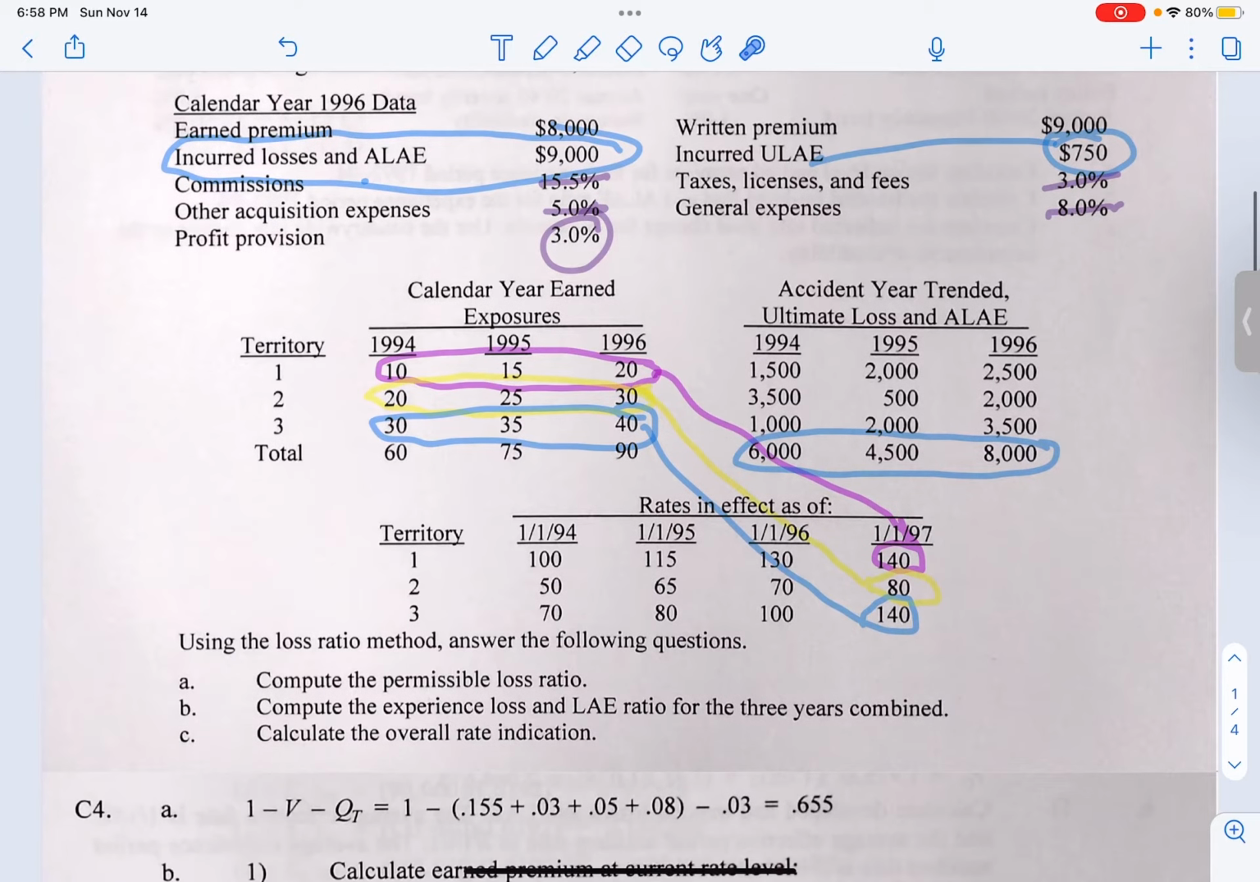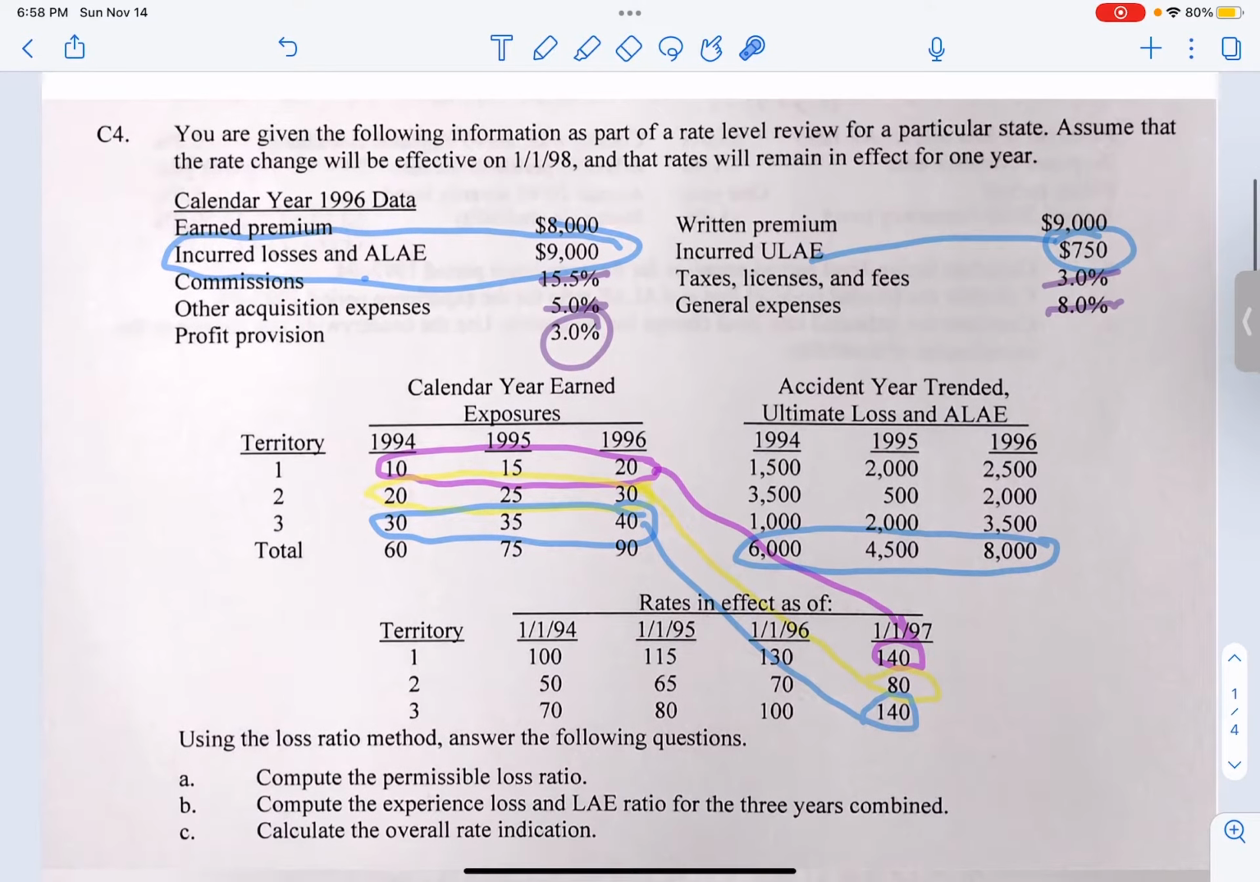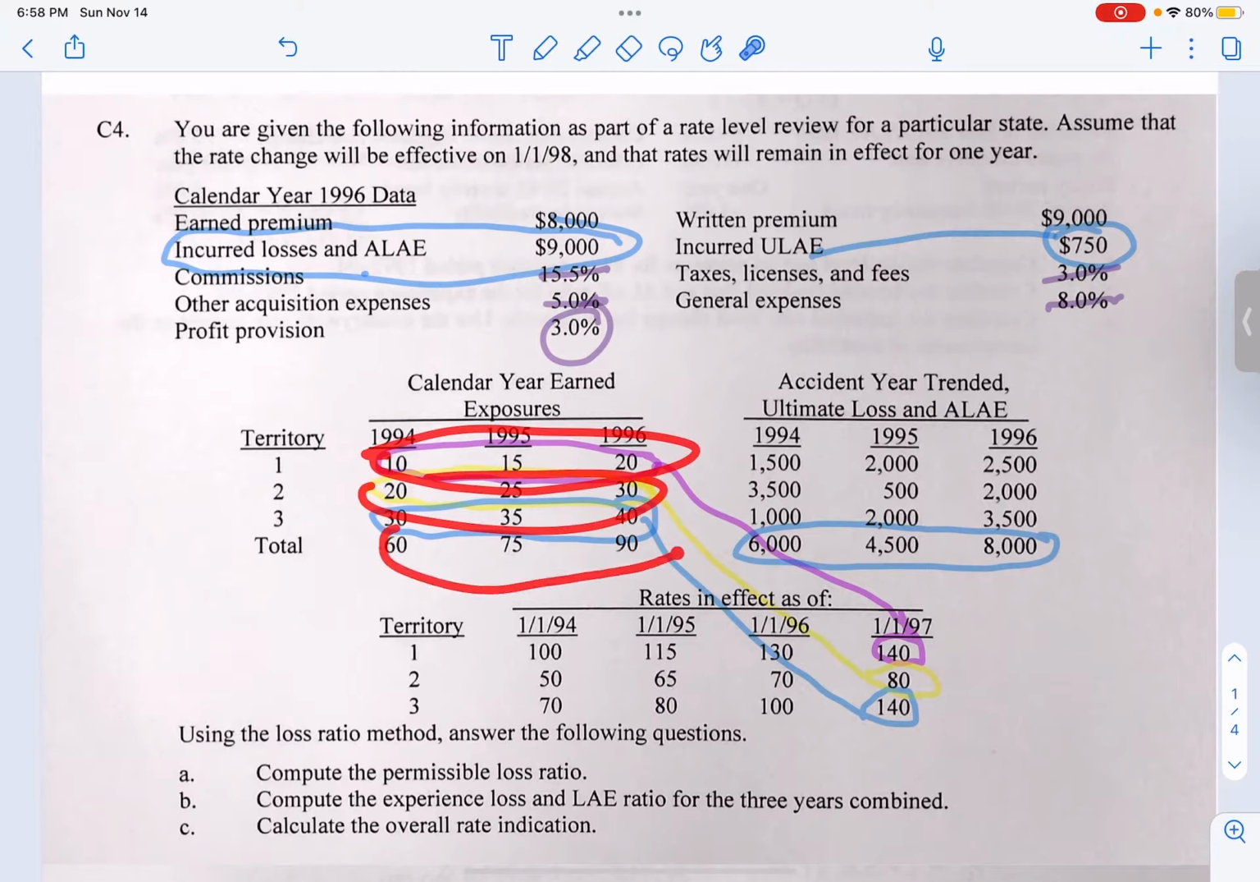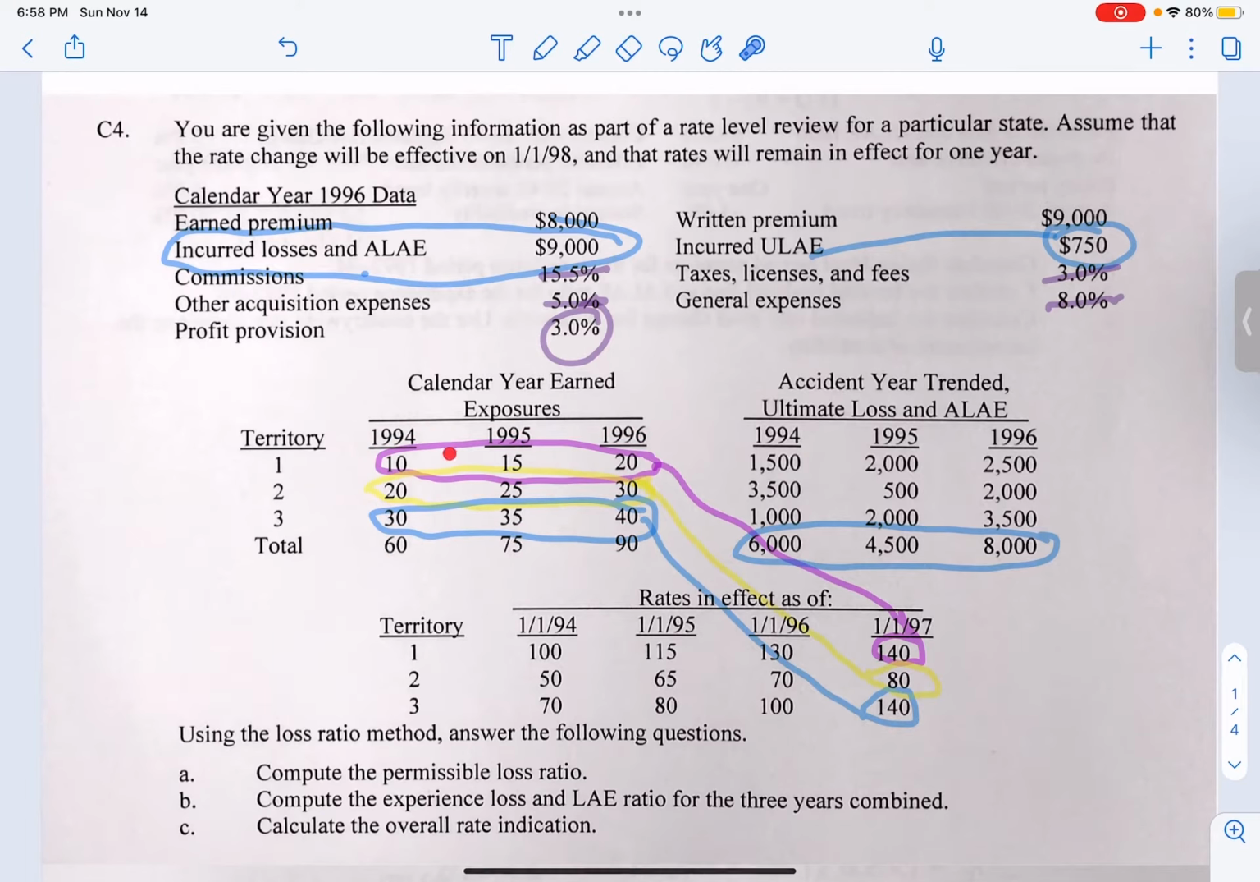And the second question is asking us to compute the experience loss and LAE ratio for the 3-year combined. For the 3-year combined, we do have the exposures given in territory. So the territory 1 and 2 and 3. So we're going to sum all the territories. We're going to sum the years for each territory. So plus 10 plus 15 plus 20. Then all these times the base rate for the current year. So 140.